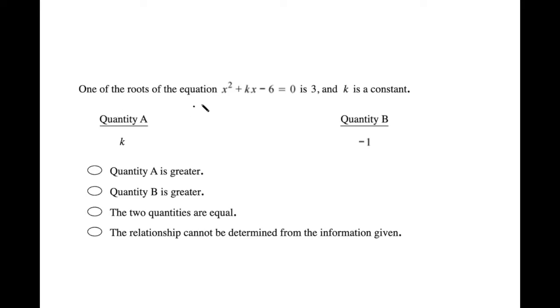One of the roots of the equation x squared plus kx minus 6 equals 0 is 3, and k is a constant. So we want to know what's greater, quantity A or quantity B. Now you might look at this and say, oof, yikes. I vaguely remember quadratics from high school, but I don't remember exactly what I'm supposed to do with them.